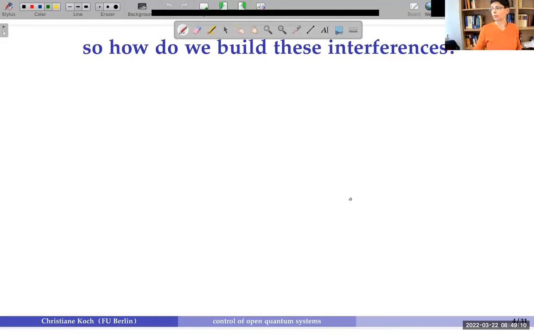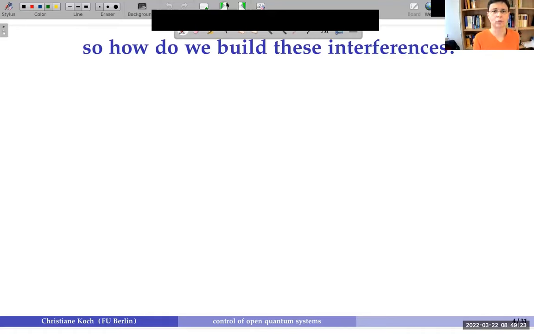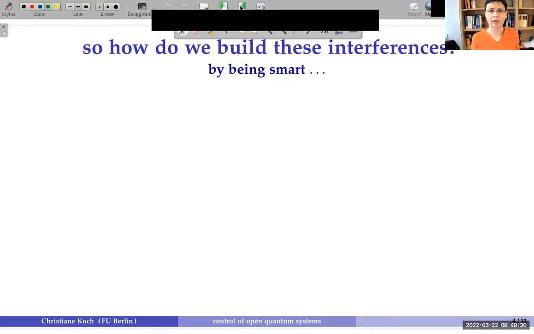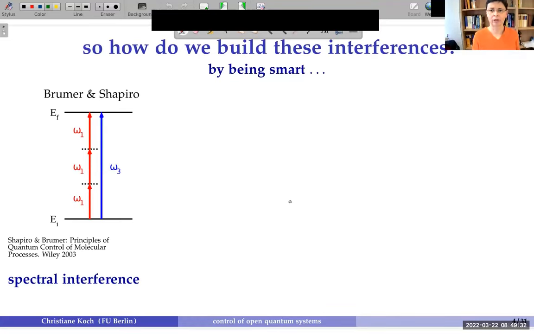Okay, so control means steering dynamics. Quantum mechanics means we have interferences. The next question is, how do we build these interferences? And the not so nice answer would be, well, you just have to be smart. But people, of course, have a specific rationale, and this can be understood, and we can work through that.